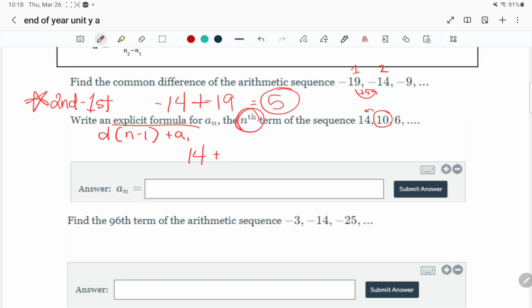10 minus 14 is -4. So that means if I couldn't tell already, this is subtracting 4 each time. And -1. That is my answer. You don't have to find a term in the sequence. You just say, that's the formula for it.